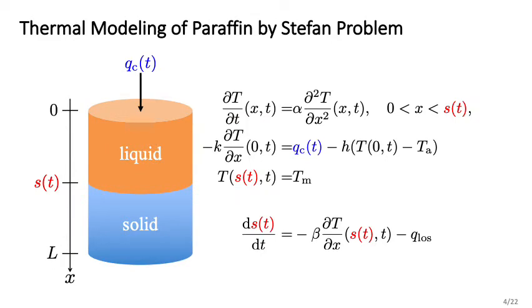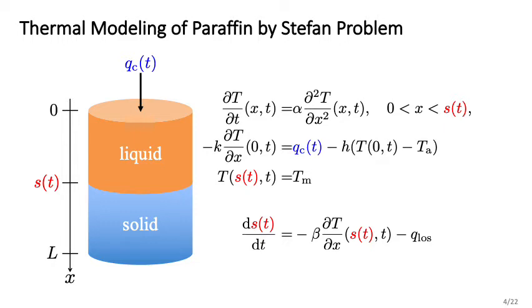We consider a physics-based model of such a melting process known as the Stefan problem, which is given by a partial differential equation, PDE, of the temperature profile and an ordinary differential equation of the interface dynamics. The PDE of the temperature profile is relatively simple, given by a heat equation in the entire spatial domain with two boundary conditions given by an energy balance and a temperature condition.